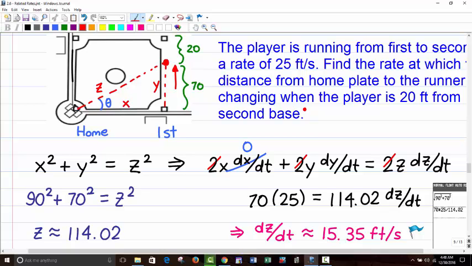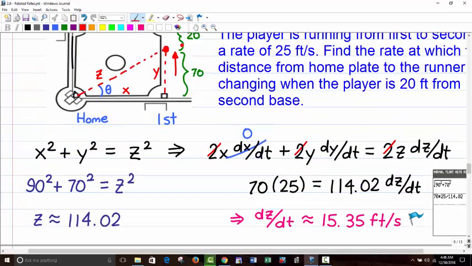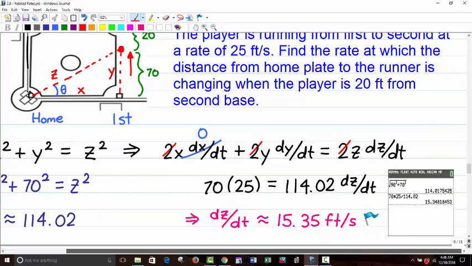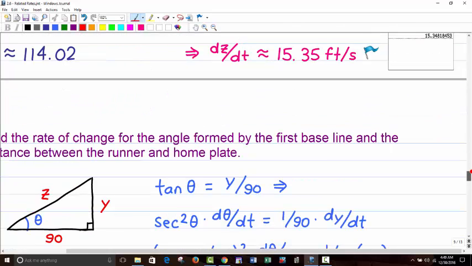All right. And pretty easy algebraic equation to solve. So that distance from home is changing at a rate of 15.35 roughly. There's whatever rounding is necessary. We'll just do whatever is needed. So yeah, it's 15.35. And there you go. How about that?